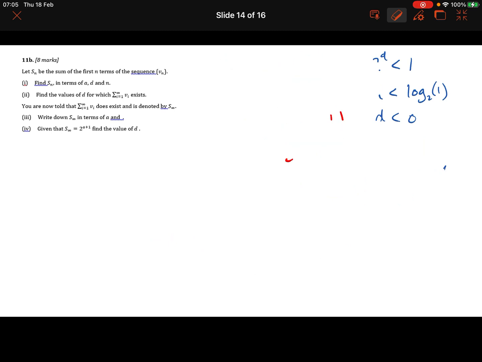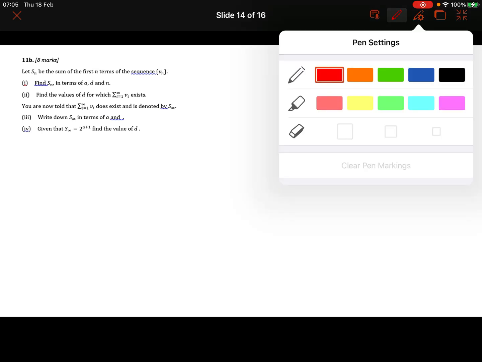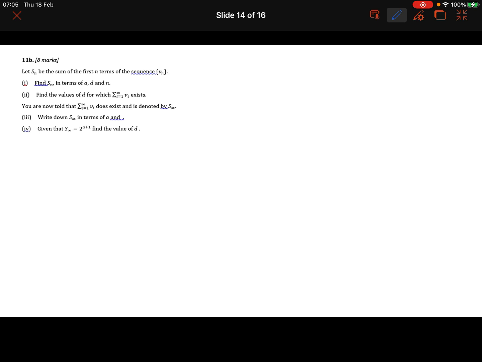Okay, so now we have to write the sum to infinity in terms of a and d. I hope that was in the test. I don't know why that's got removed. Hopefully you would have assumed it anyway. So the sum to infinity is equal to a over 1 minus r. So it's 2 to the a over 1 minus r, which is 2 to the d. Okay, so that's an easy mark there.